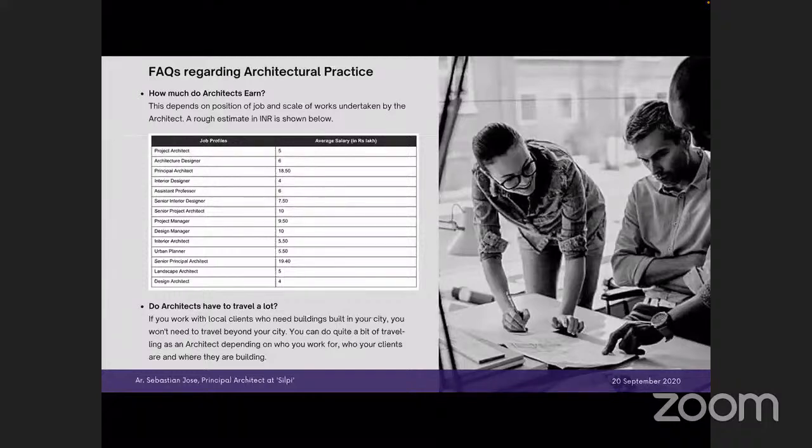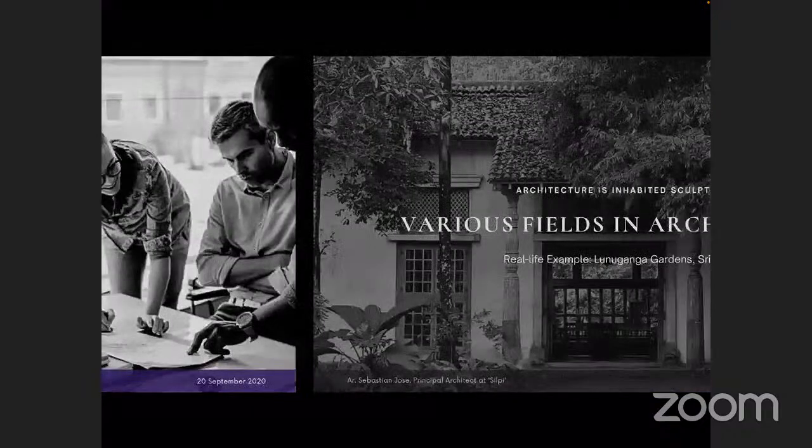As architects, you travel a lot. You may have sites in any part of the world. So there is an opportunity to travel, and nowadays architects try to travel a lot to expose themselves to new ideas, new techniques and new developments. So traveling is a very important part of an architect's job.